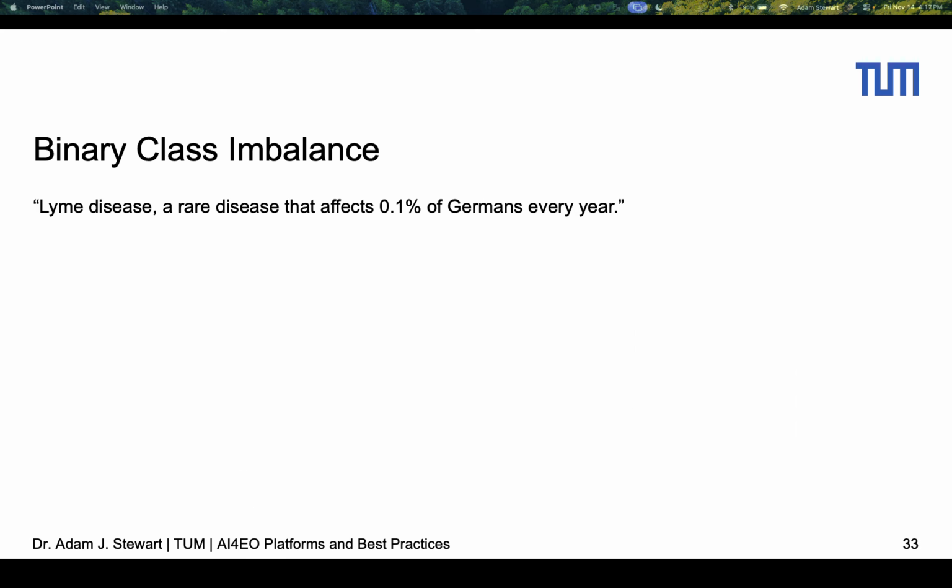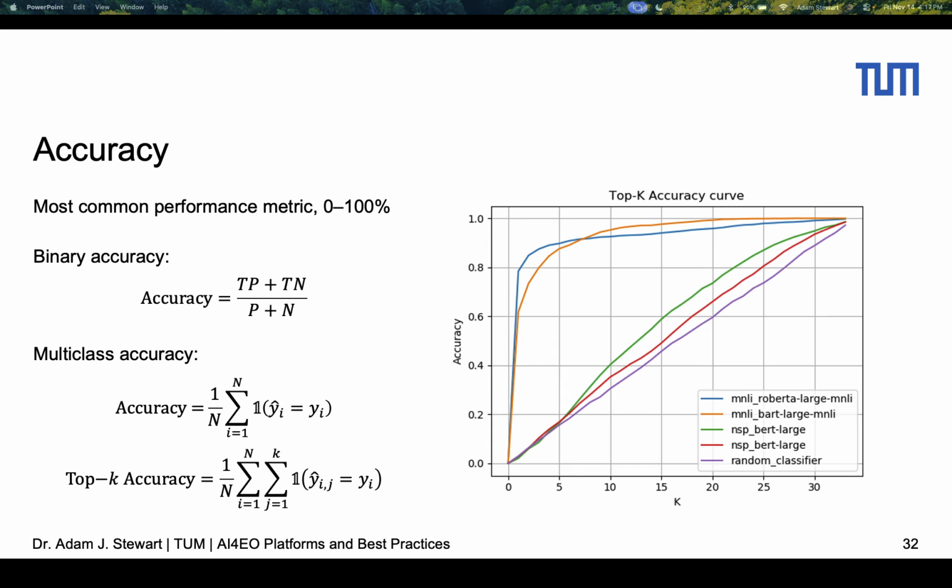Okay, so that was accuracy. This is the most common. It's also really easy to understand. Everyone understands percents. If you're trying to communicate to a non-scientist, you probably want to use this one. But accuracy is also really bad. And if you're trying to communicate to a scientist, you really don't want to use this one.